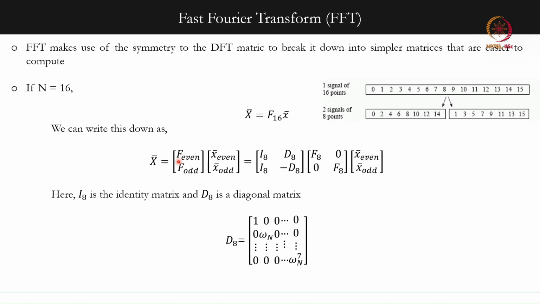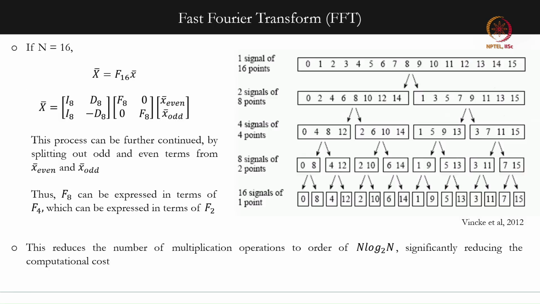So what we have done using this technique is that we have essentially been able to express F16 in terms of F8 and other diagonal matrices. And one important thing to note is that computing multiplication with diagonal matrices requires fewer steps. And also we have reduced the order of the DFT matrix. And now we can do this process in an iterative fashion. We can further split the odd and even subsets that we had created into odd and even categories in their own subsets, like the way that we see here.